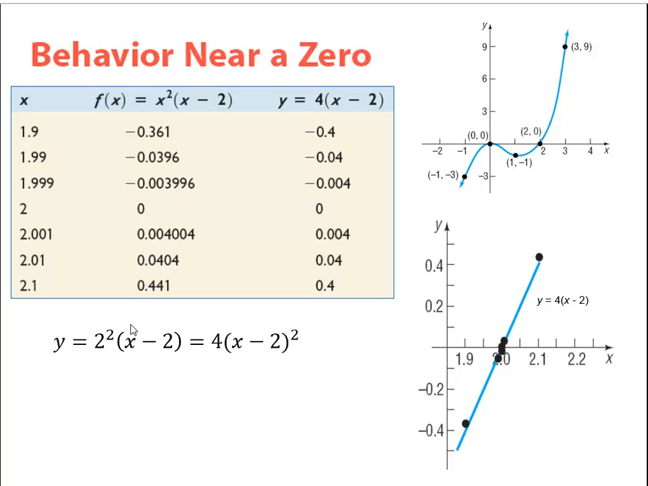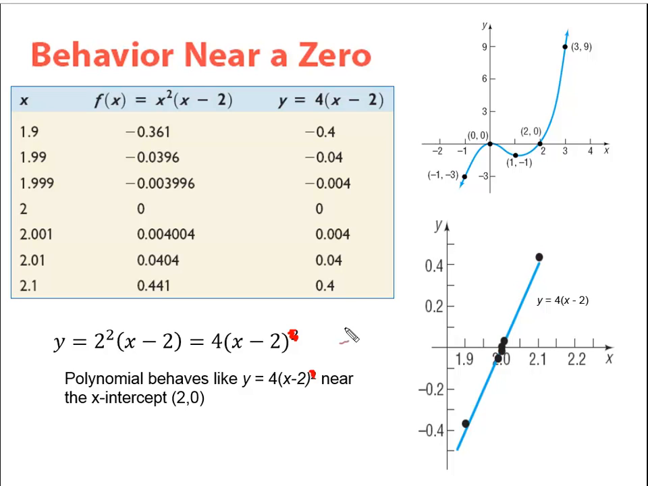Okay, so this should be 4 times x minus 2 to the first power. Right? So that is a typo. Let me fix that. I apologize. Okay. So this should be 4 times x minus 2. So it looks like that line, 4 times x minus 2.